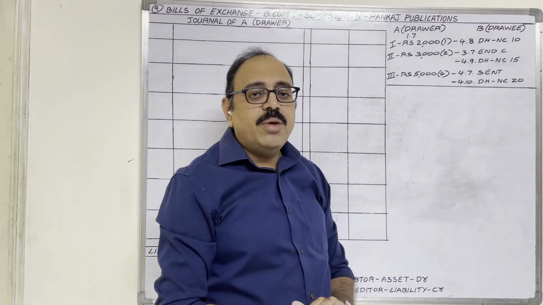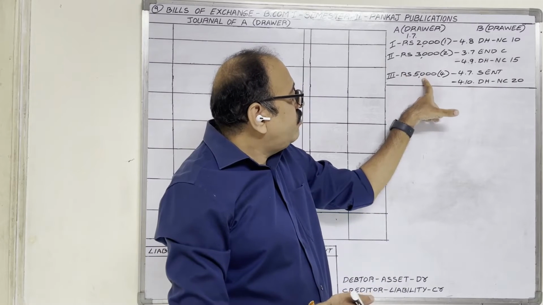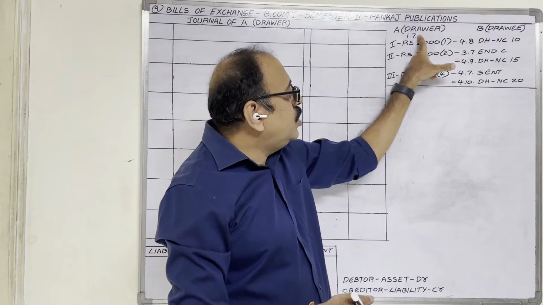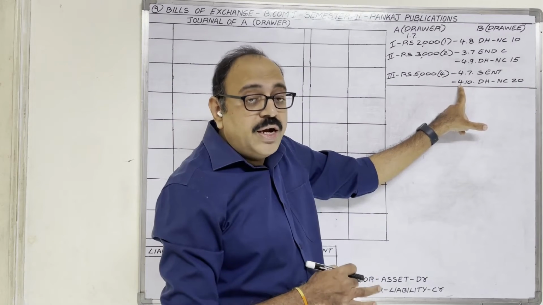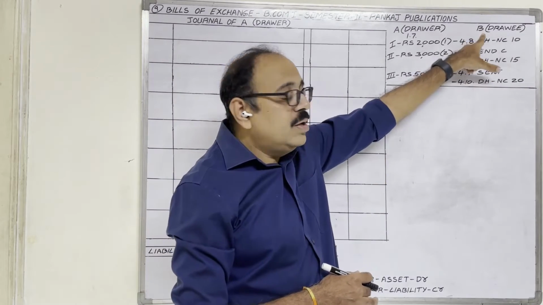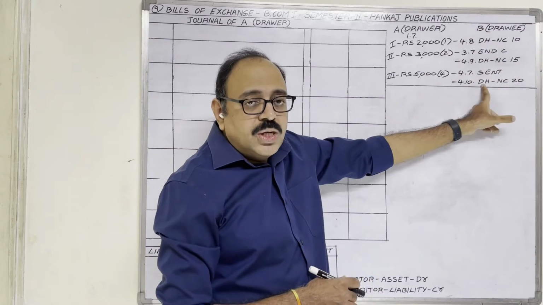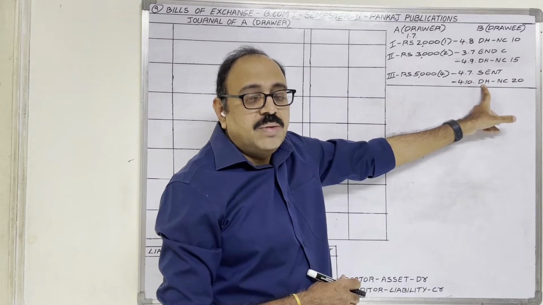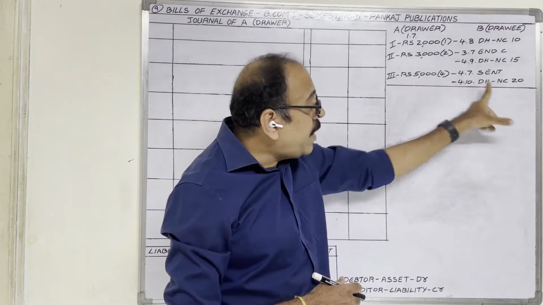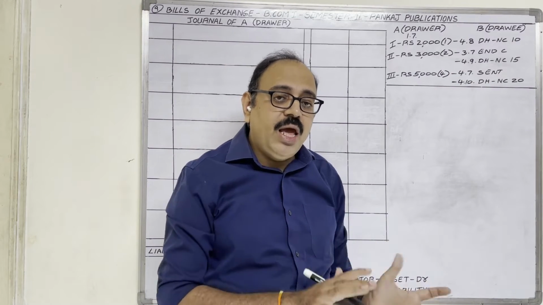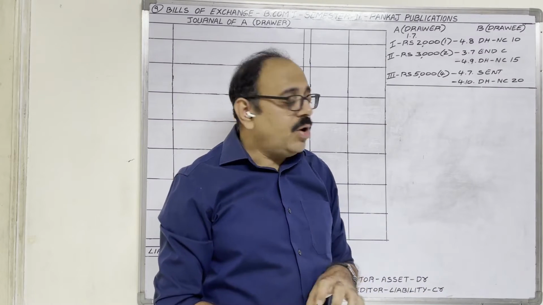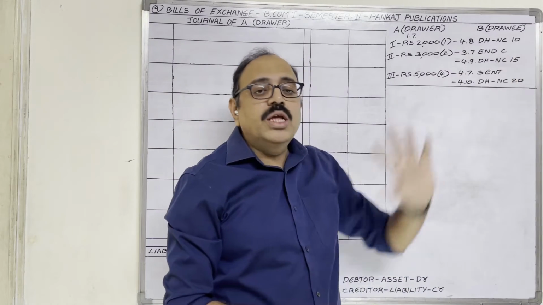But on the due date, what happened? Due date of this third bill: from 1st July, 4 months if you count, due date will be 4th October. On that day, the bank went to B. B dishonored the bill. So the bank pays noting charges, but from our account only the bank pays the noting charges. Because the bank is only a mediator between A and B, no? So from A's account, the bank paid 20 rupees noting charges.